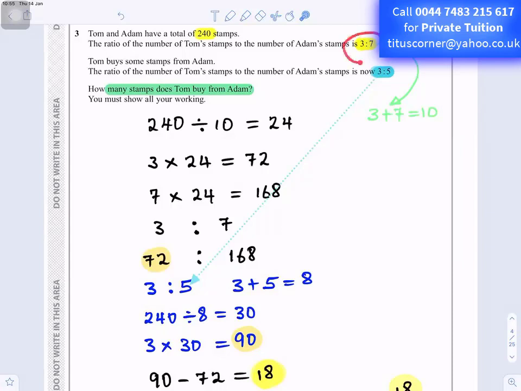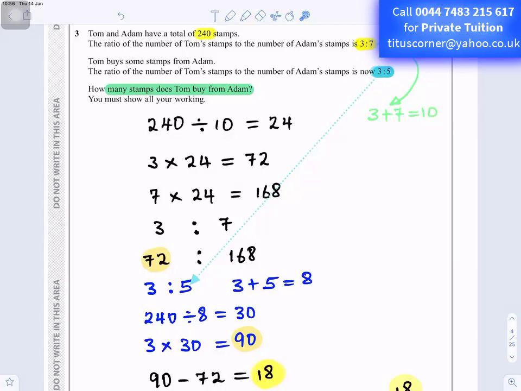So we have a ratio of 3:7 in the beginning. After Tom buys some stamps from Adam, the ratio changed to 3:5. So we want to work out how many stamps he bought. In the beginning, 3:7, we add 3 plus 7, that gives us 10 parts altogether. And there were 240 stamps, so we do 240 divided by 10. It gives us 24. Tom had 3 parts, so 3 times 24 gives you 72. That means Tom had 72 stamps in the beginning. And Adam had 7 times 24, which is 168 stamps.